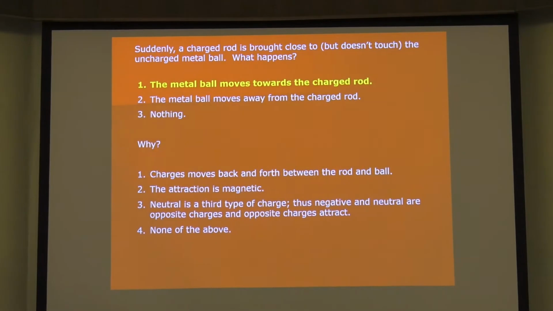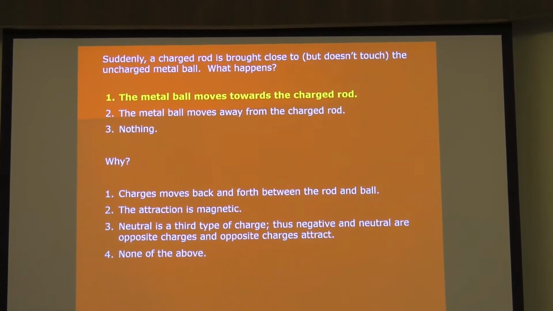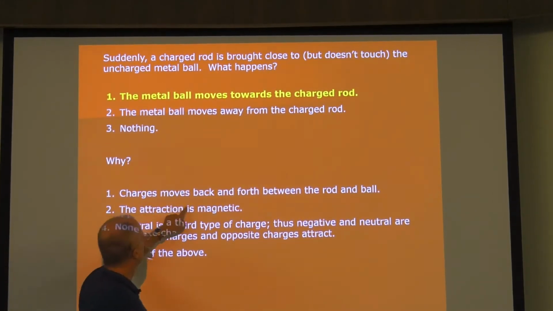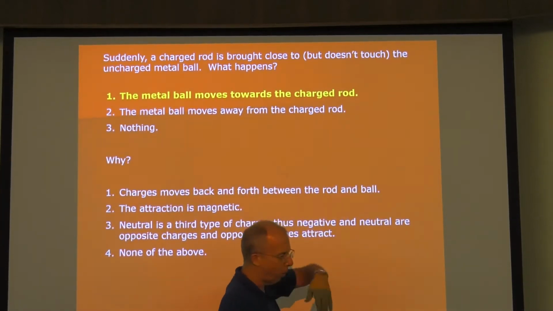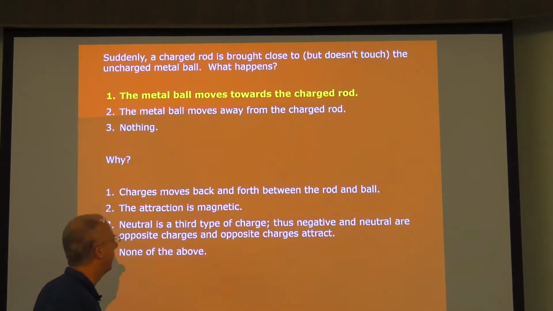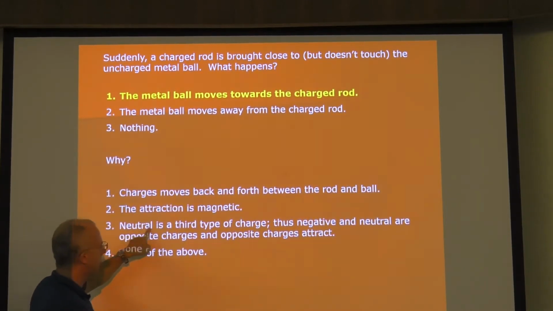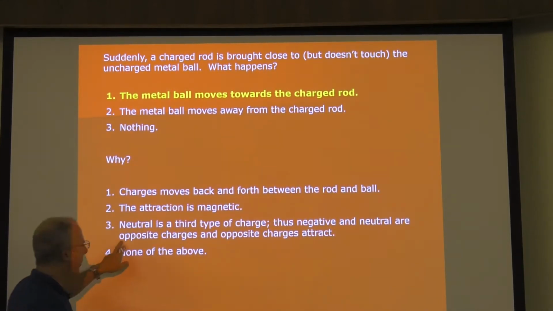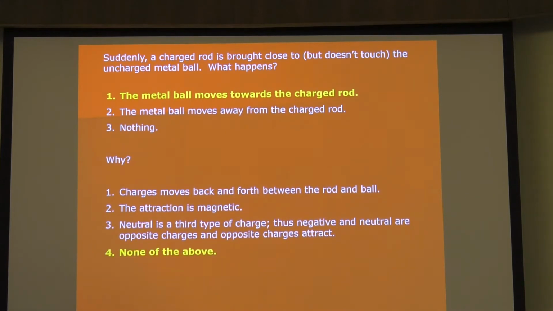Okay, why? So pause your video and vote. Okay, so let's see. Charges move back and forth between the rod and the ball. Totally garbage. They can't do that. The attraction is magnetic. We don't even know about magnetism yet. Neutral is a 3rd type of charge. Thus negative and neutral are opposite. That's baloney. The answer is 4. None of the above. Okay, so what's going on?